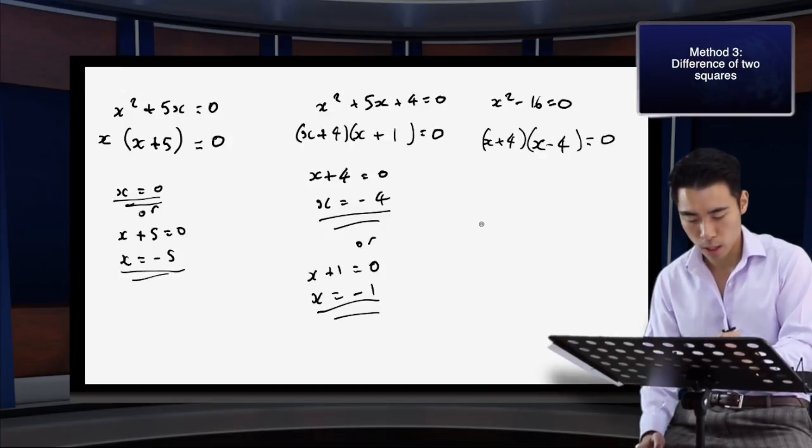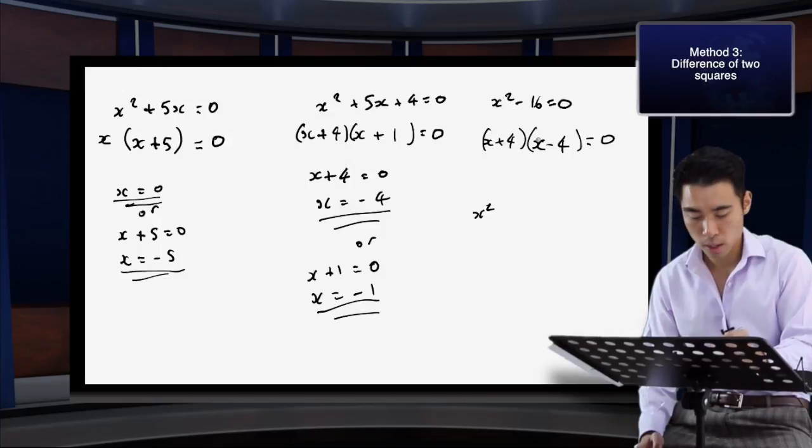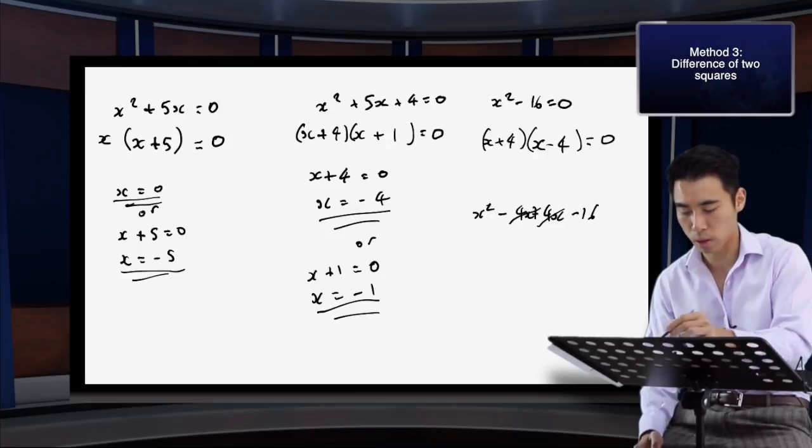So if you take a look at this, if I were to expand that out, I'd have x squared plus 4x. Okay, let's do this the other way around. So we'll say x squared minus 4x plus 4x minus 16. And you notice those two terms disappear and just leaves me with x squared minus 16. So I do indeed get to that.